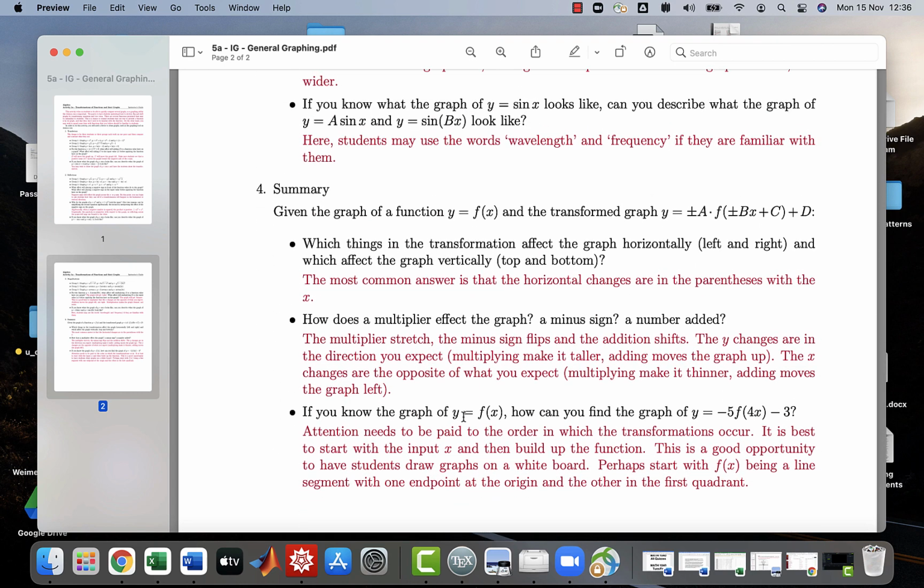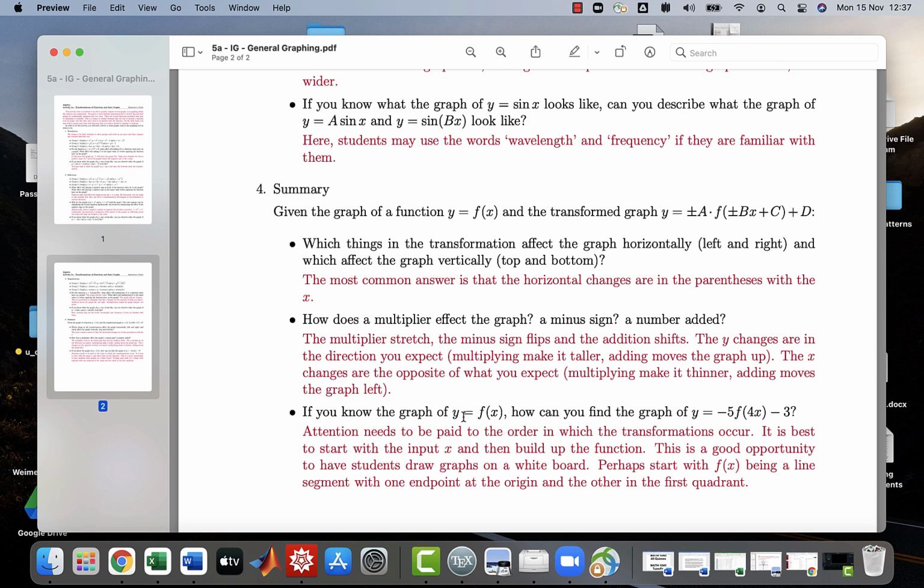To get them to the summary, and they may get to the summary pretty quickly, maybe well before the end of the hour. How do you move graphs? How do you stretch graphs? How do you flip graphs? How do you tell whether something is going to be a horizontal or a vertical effect? And specifically, which direction will it go?